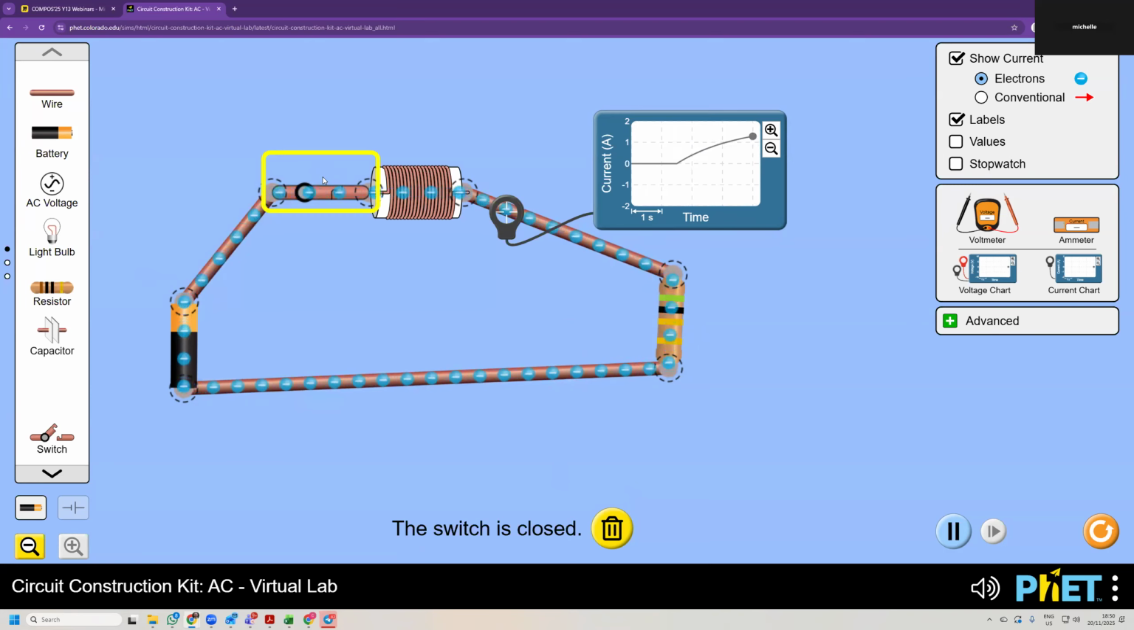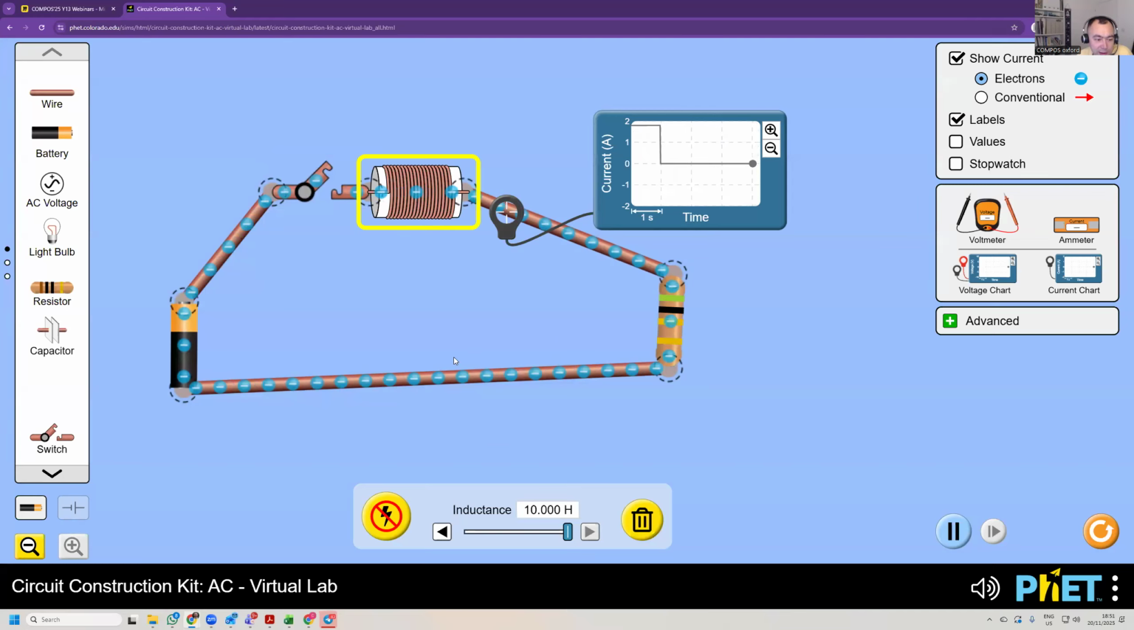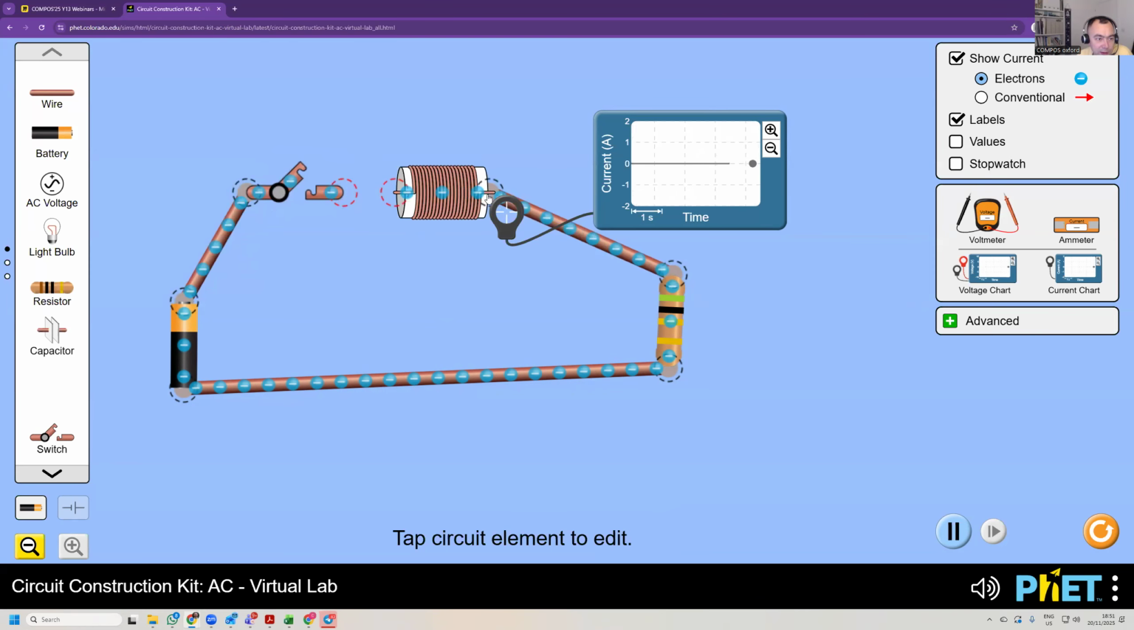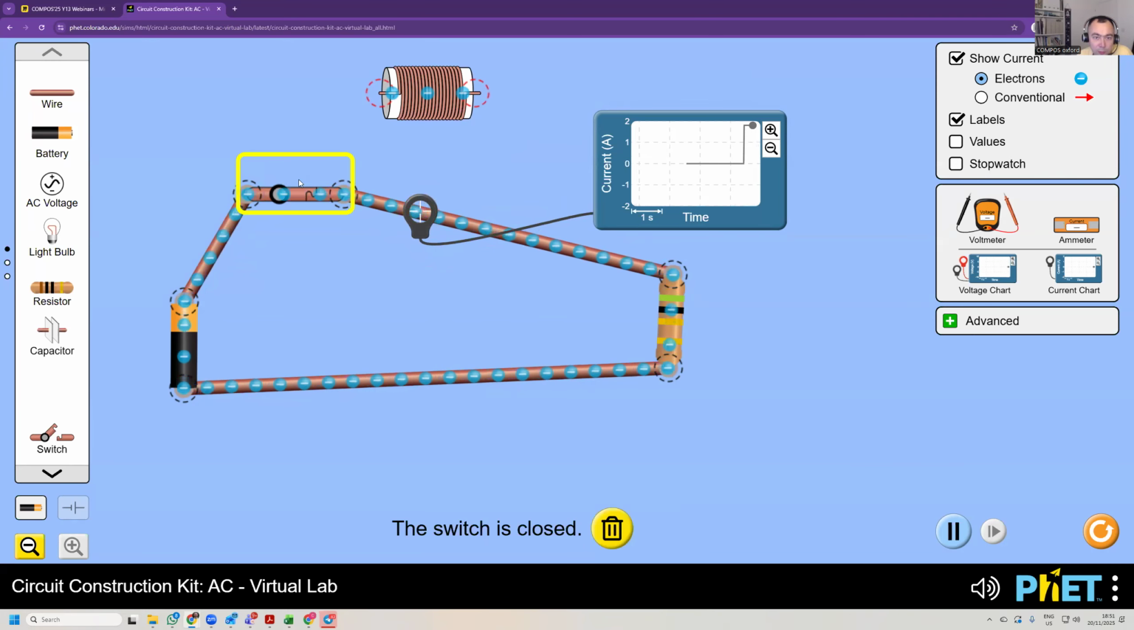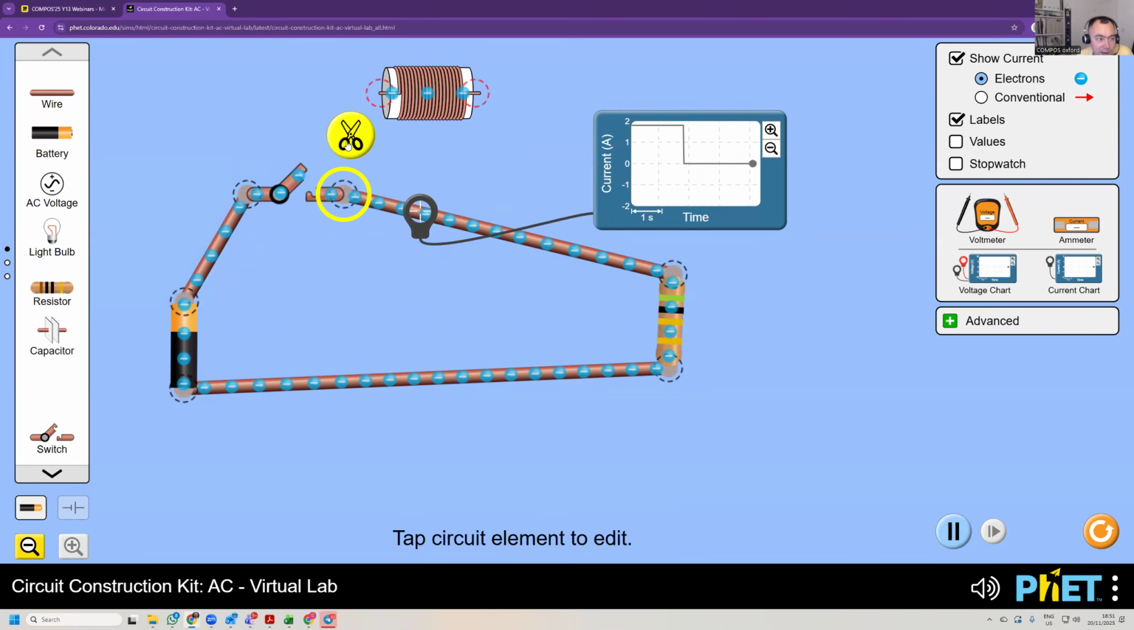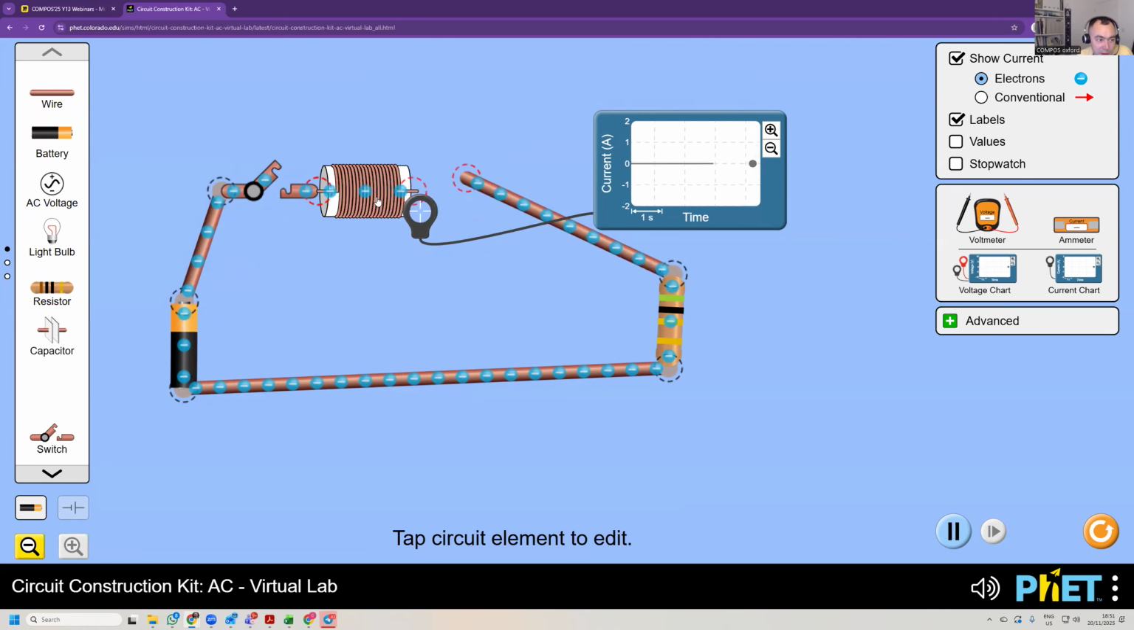And you can see that, unlike what we expected, the current builds up slowly, reaching its terminal value. Once again, close the switch. So let's remove this coil and see if there's any difference. So 3, 2, 1, up. You can see it's a step. It goes from 0 to 2 amps almost instantly. Well, instantly in this case because the time is too short to notice.